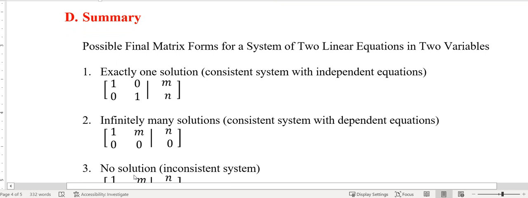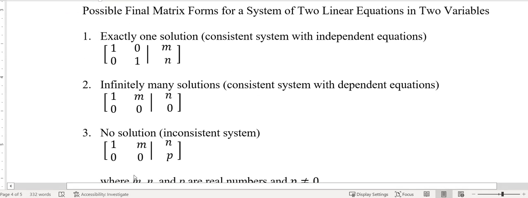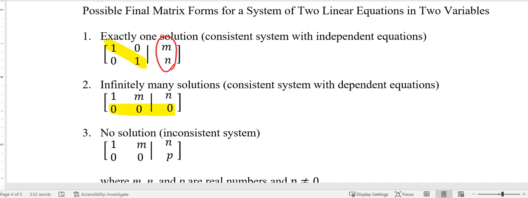Possible final matrix forms for a system of 2 linear equations and 2 variables. You can have exactly one solution when you have your 1s down the diagonal, your x equals m, y equals n. If you have a row of all zeros, there are infinitely many solutions. And then if you have 0 equals something other than 0, there's no solution.